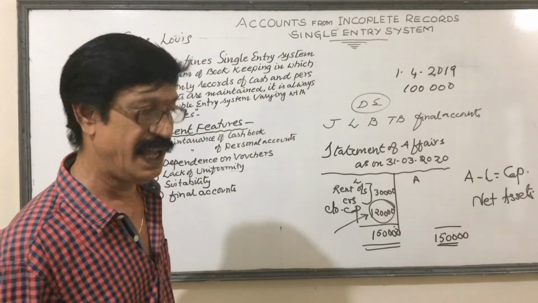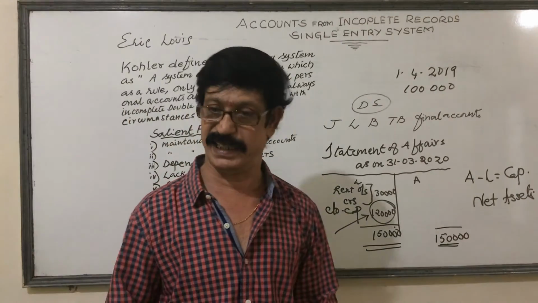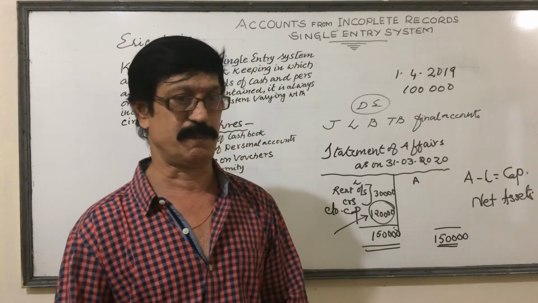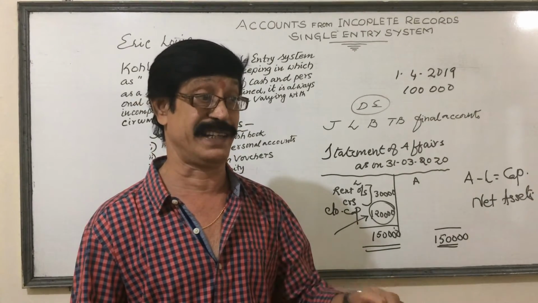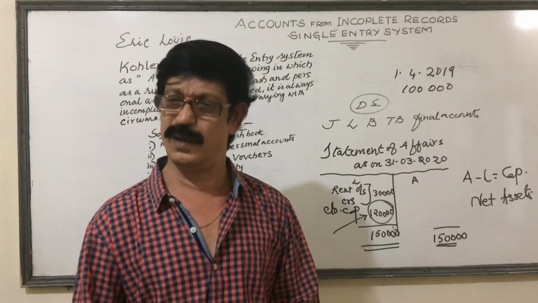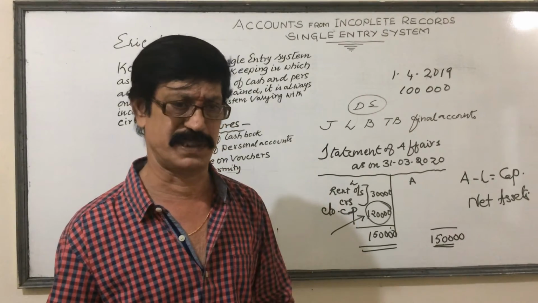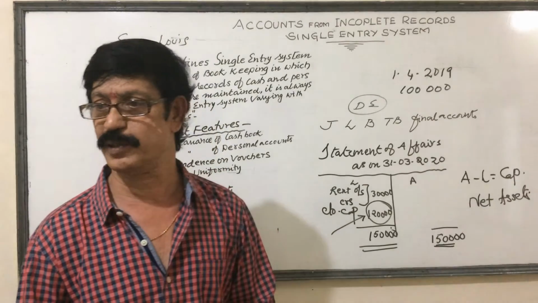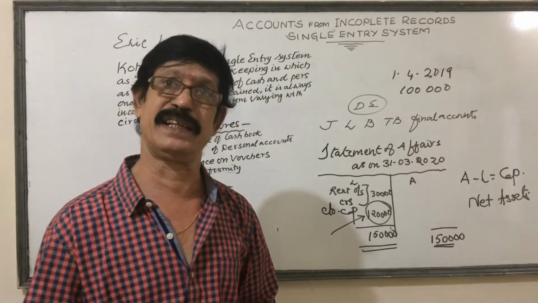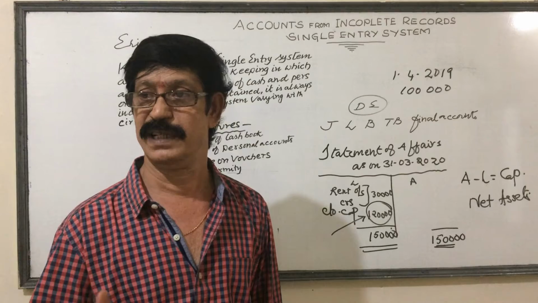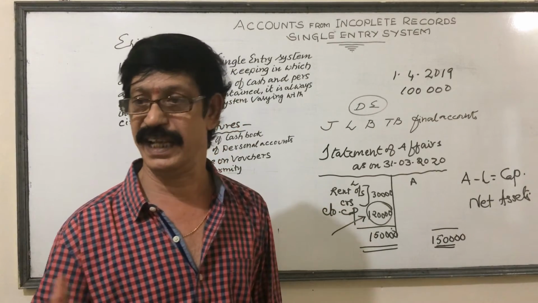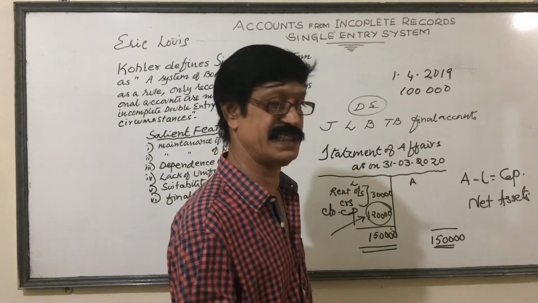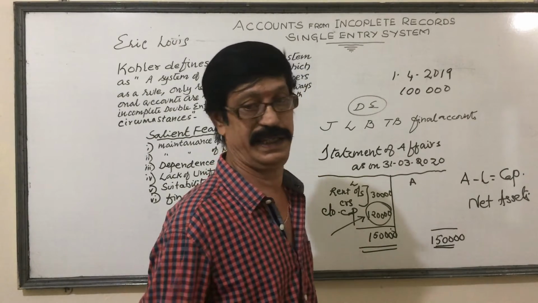Incomplete records. Under the single entry, we are just maintaining a proper cash book. We are maintaining some important personal accounts with whom we have regular transactions. And we are keeping all the vouchers or receipts in a proper file. At the end of the year, we are going to find out the profit by comparing the capitals, year beginning capital and year ending capital. How much capital is increased at the end of the year? That is nothing but profit during the year.